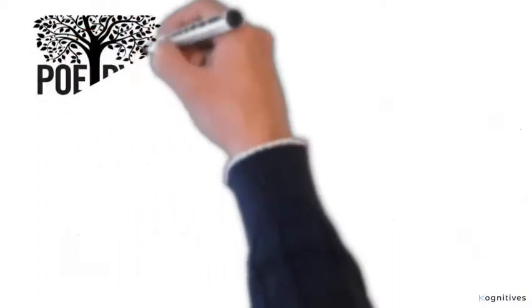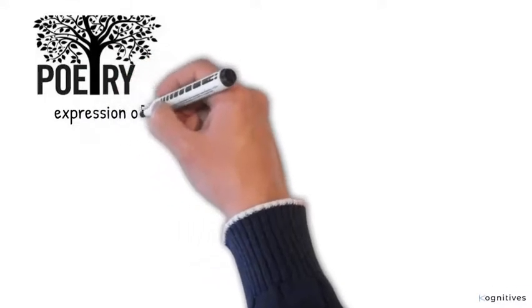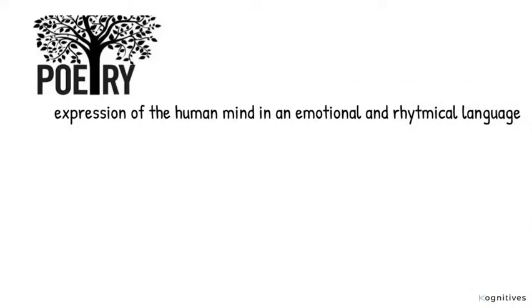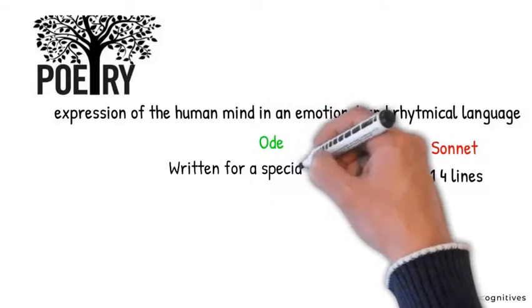Recall, we talked about poetry and we defined it as the expression of the human mind in an emotional and rhythmical language. And then we looked at the different types of poetry. We talked about sonnets. Can you recall what sonnet is? A sonnet is a poem of 14 lines. We talked about ode. An ode is a poem addressed to a person or thing or written for some special occasion.